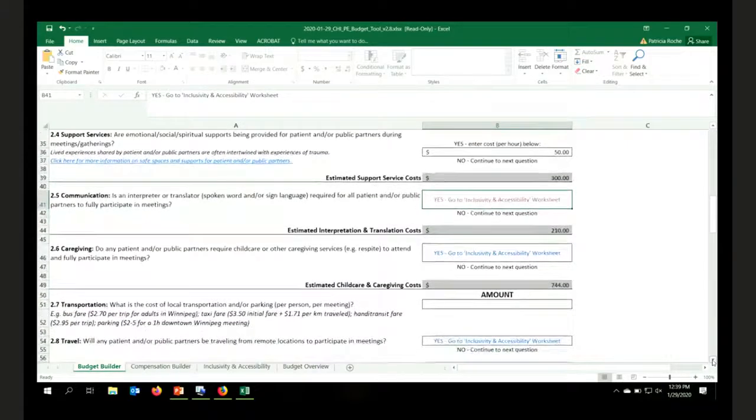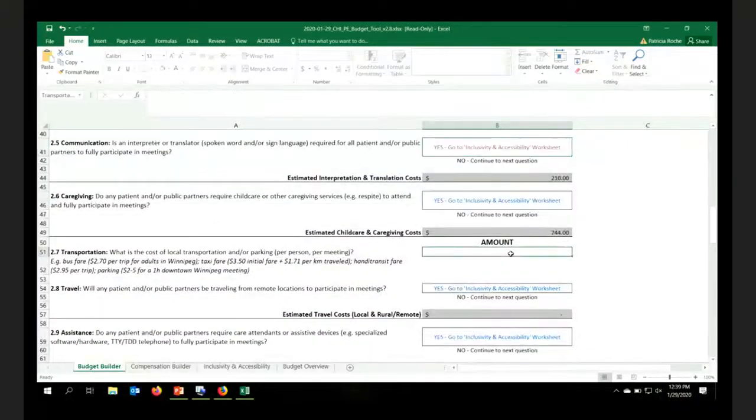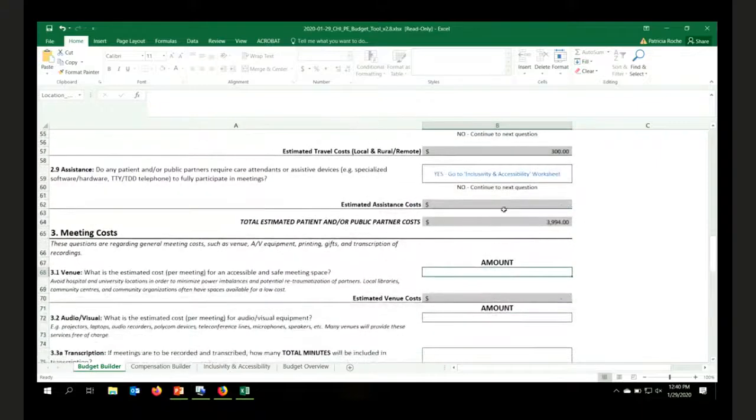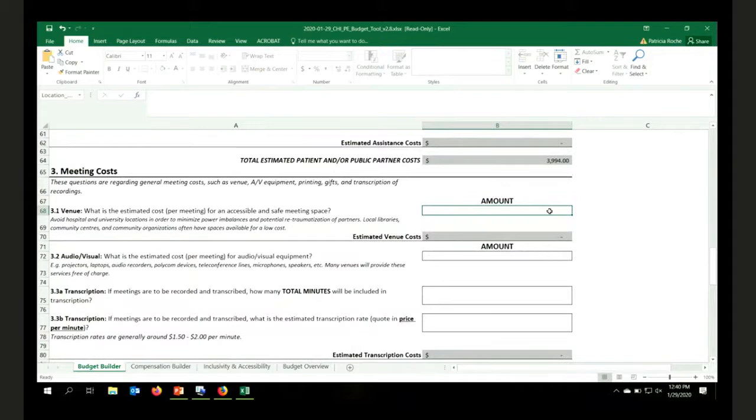Okay, we've got caregiving, transportation. You said $12 for parking. We're going to go with $15 per person per meeting to cover whether it's gas mileage or however they're getting there. No patients require the special assisted devices, so we're okay there. And I see we're getting close to the top of our budget, so we might have to tweak things afterwards, right?